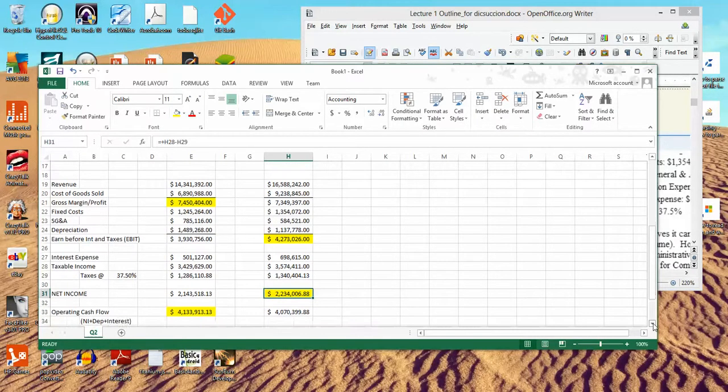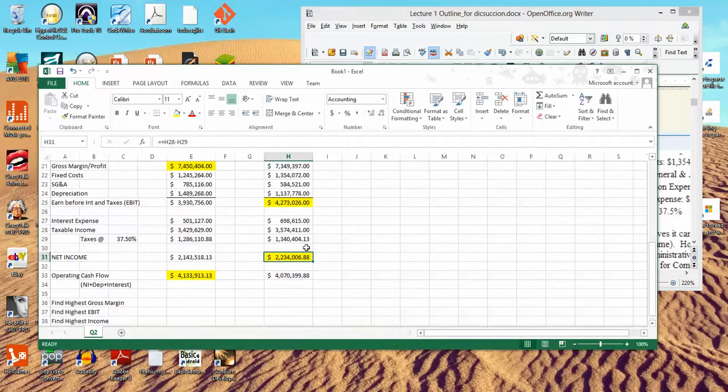Now, operating cash flow, make sure you know this. I'm going to take our net income and add to it depreciation and interest. These are considered non-operating items, so we add them back. Depreciation is a non-cash expense, it's not really cash flow in this period, so we add it back, and then we also add back interest because it's not operational. And we get a higher operating cash flow for company A.